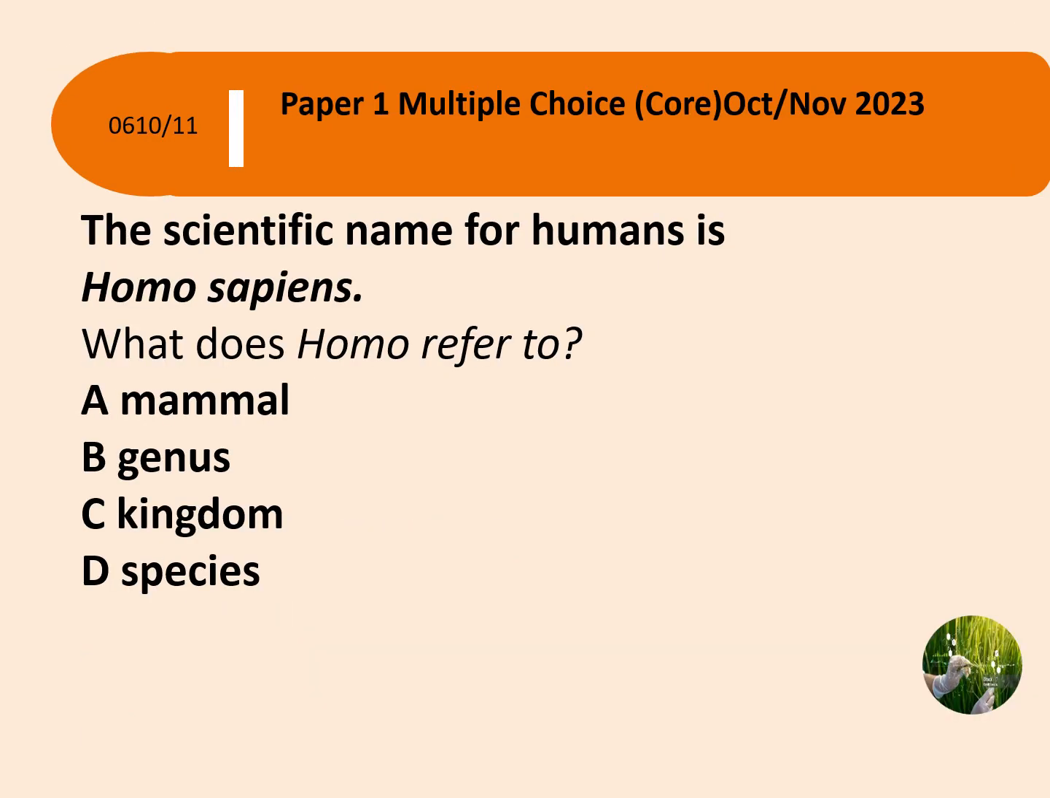This is a multiple choice question. October, November 2023. The scientific name for humans is Homo sapiens. What does Homo refer to? A, mammal. B, genus. C, kingdom. D, species. So we know Homo is the genus of this particular species.